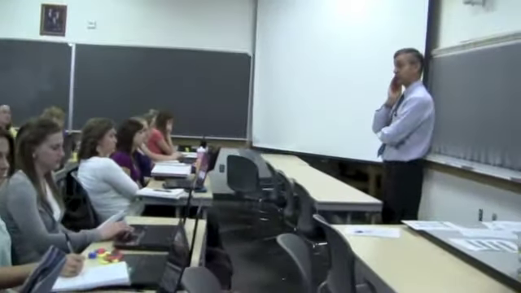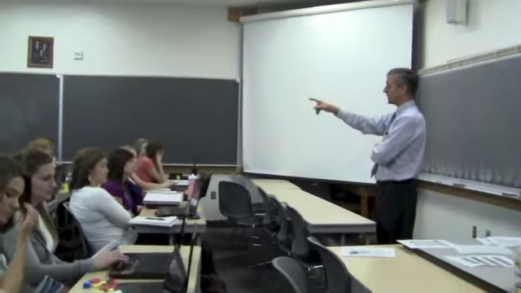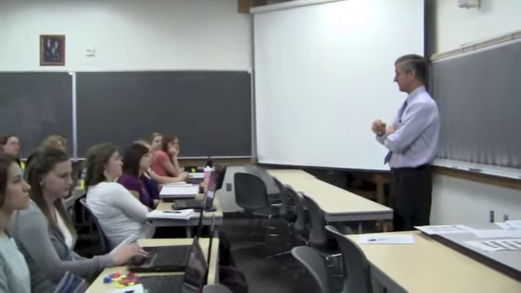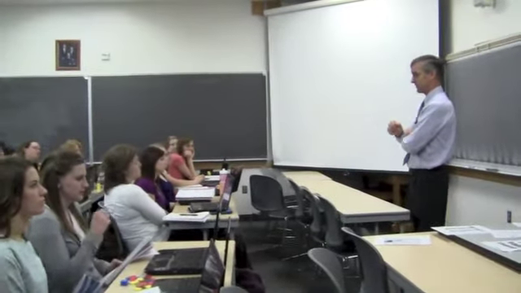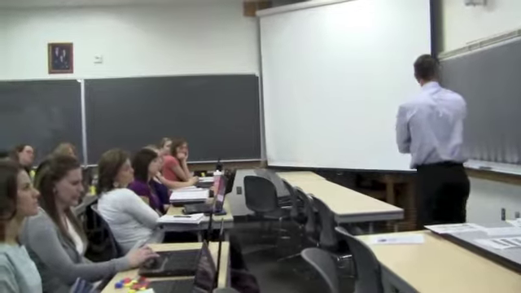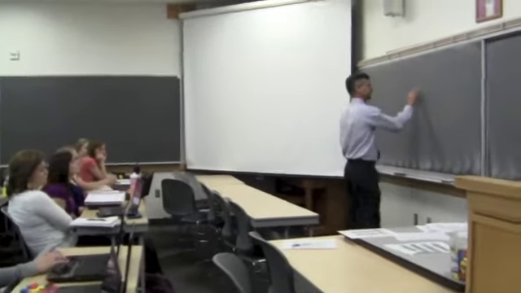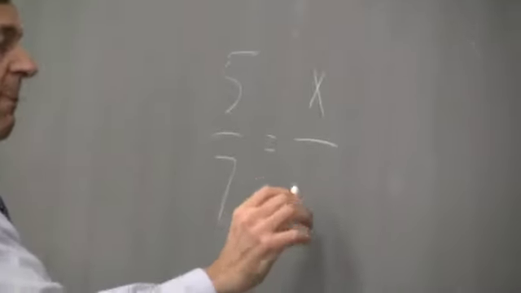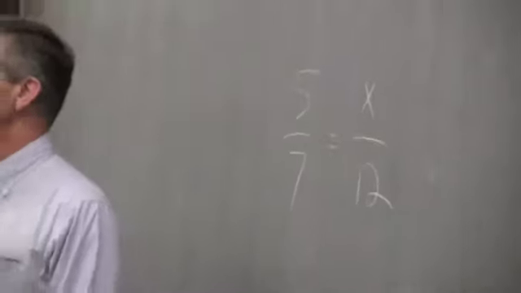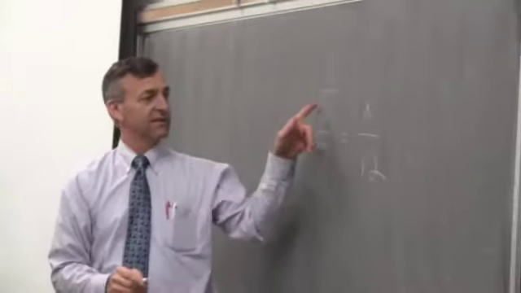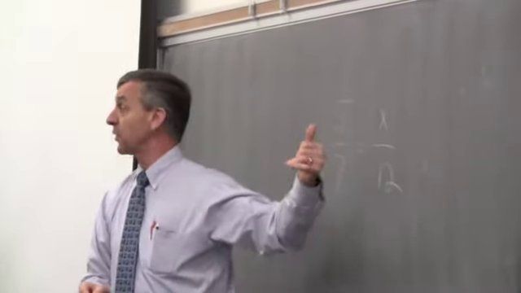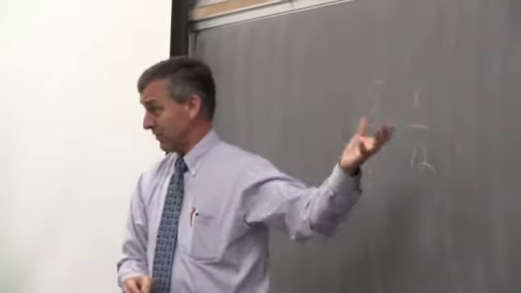Okay. Let's switch to number 4. Think of a procedure. One has already been named here: cross multiplication. Everybody know what we're talking about? Say 5 over 7 is equal to x over 12. What do you do? 7 times x equals 5 times 12, and then you divide both sides by 7. You know what I'm talking about?